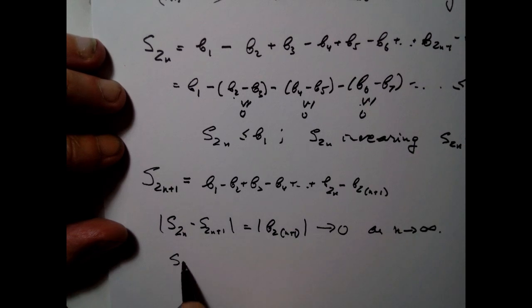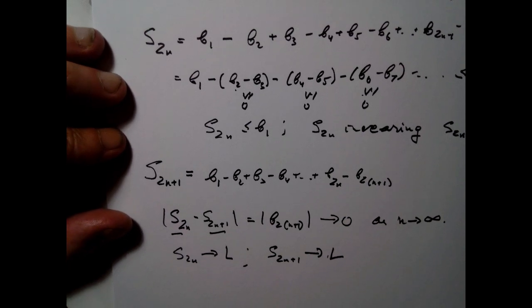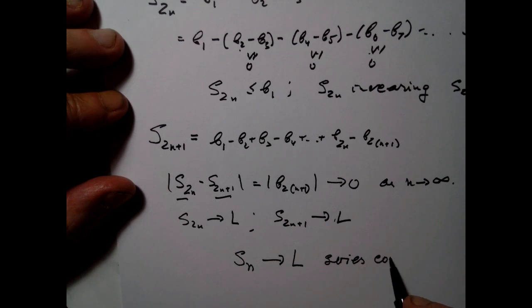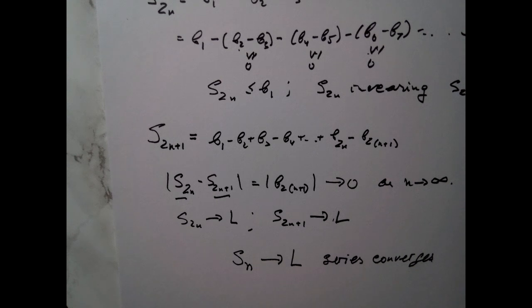I know that S2n converges to L, and therefore I also know that S2n plus 1, because the difference between this sequence and this sequence converges to 0, I will conclude that S2n plus 1 converges, and in fact converges to the same number, and the number is L. So now, to put it all together, I will conclude that the sequence Sn, whether n is even or odd, converges to the same number L, and so the series converges. Are you good on this?